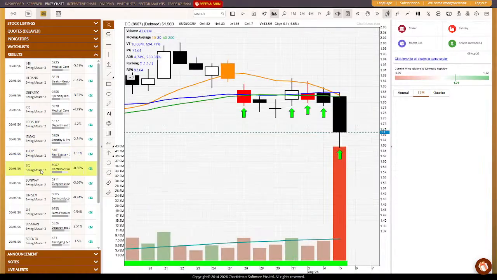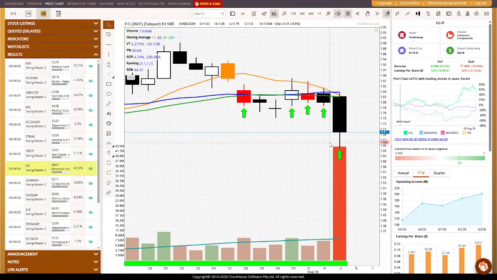All right. So if we take a look at the next one, EG. Okay, EG. Oh wow, quite a fair bit down today, about 5.6%. All right, and as a result, you can see it's actually trading below the three moving average. So it's become a new resistance here. Okay, so we skip as well.